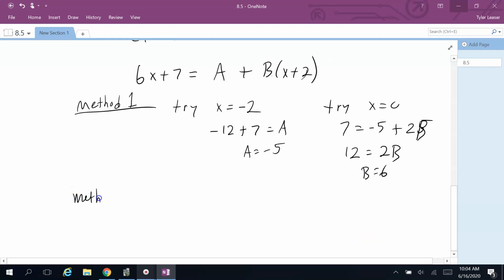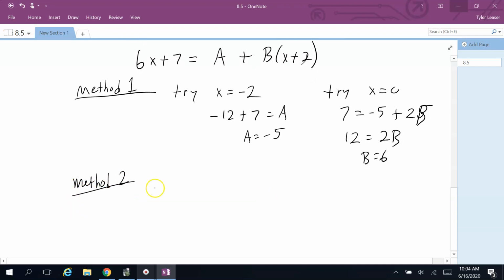Let's look at method 2. Sometimes method 1 is easier, sometimes method 2 is easier. So just starting back over from the beginning here. For method 2, you cannot have any parentheses, so you have to multiply everything out. So we're going to leave the 6x plus 7 on the left-hand side. The a is fine, but I'm going to distribute that b into the parentheses.